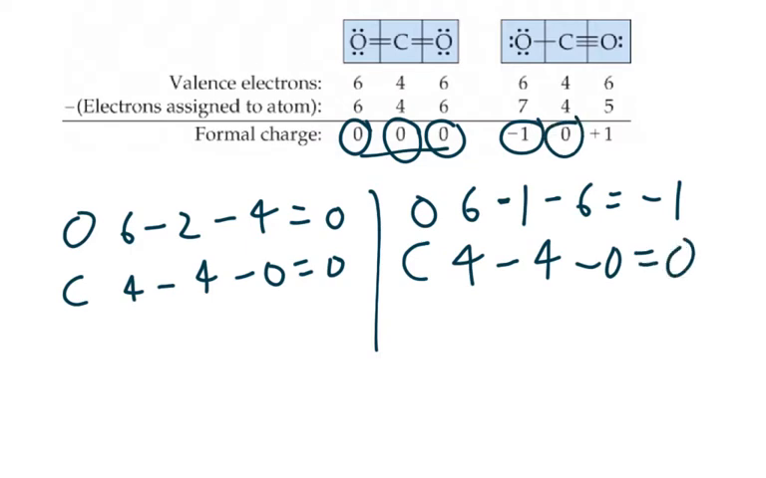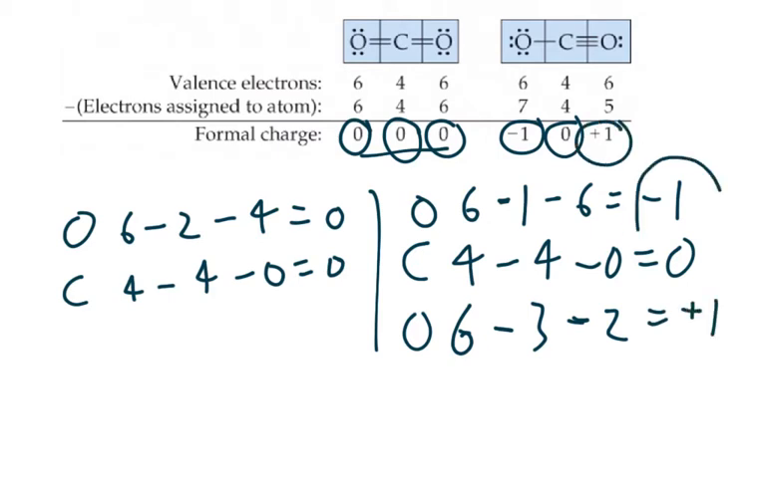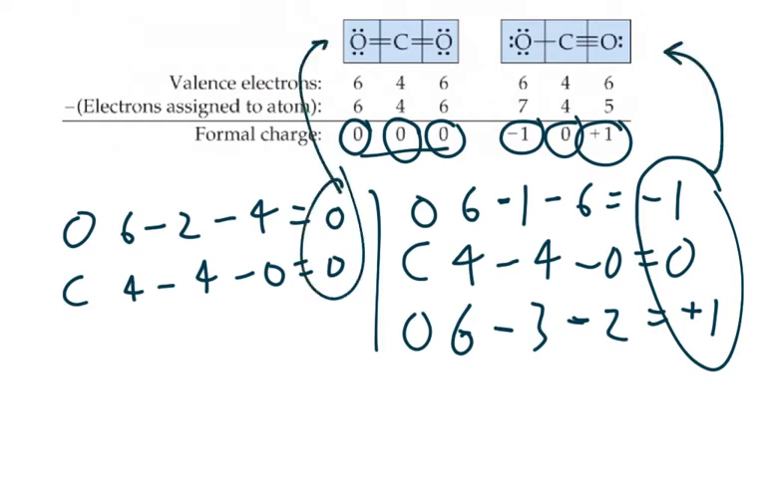And then the oxygen on the other side, the one that has the triple bond, you get 6 as your valence minus 3 sticks minus 2 dots. So 6 minus 3 is 3. 3 minus 2 is +1. And notice when you add the formal charges, that -1 and +1 neutralize each other, and that's also 0 as a net charge, just like this one. These two compounds are neutral.